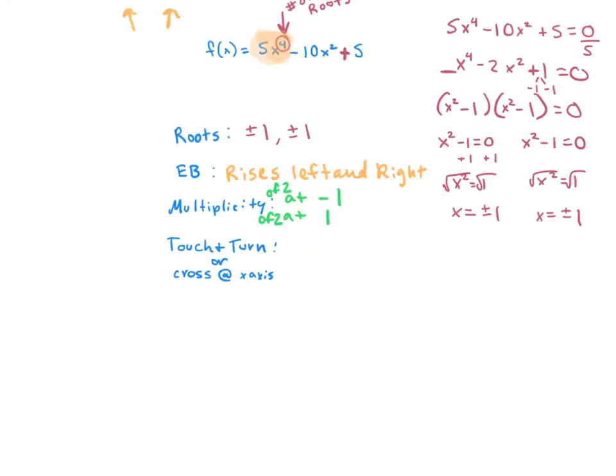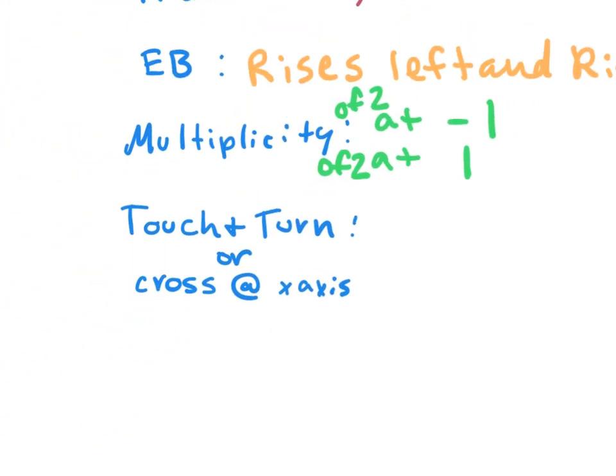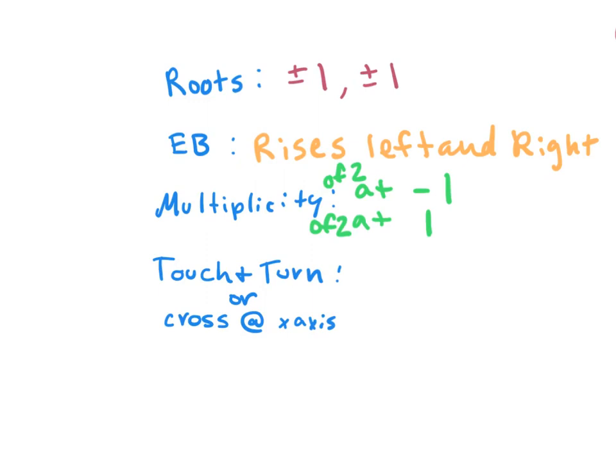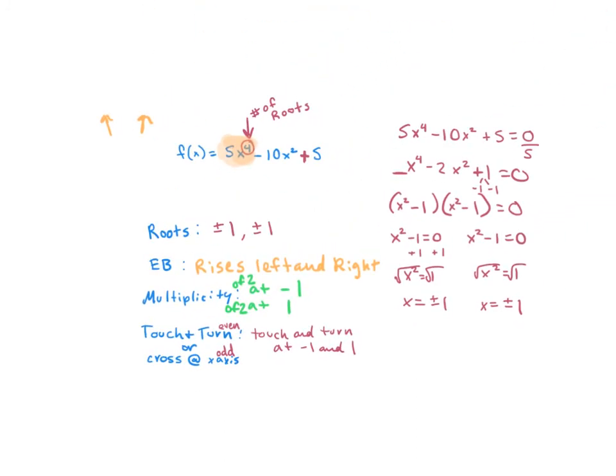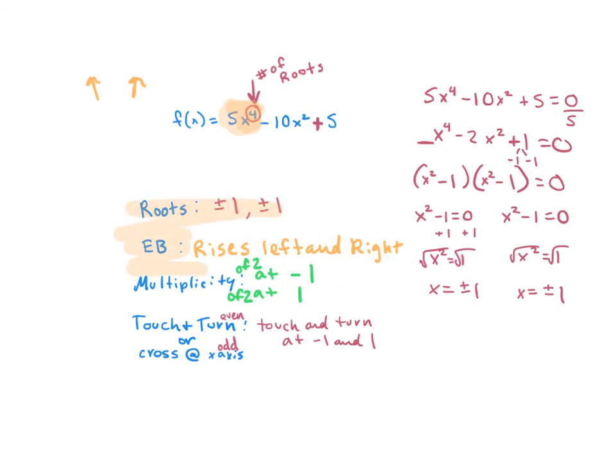So this brings us to touch and turn or cross the x-axis. We look at multiplicity to tell whether we touch and turn or cross. Touch and turn, we would need even multiplicity. Cross, we would need odd multiplicity. So do we have even multiplicity or odd? Even. Both of our multiplicities are even. So we would touch and turn at -1 and 1. So on the quiz, you will see a question like this where it gives you a function. You have to name the roots, the end behavior, multiplicity, and whether it touches and turns or crosses at the x-axis.